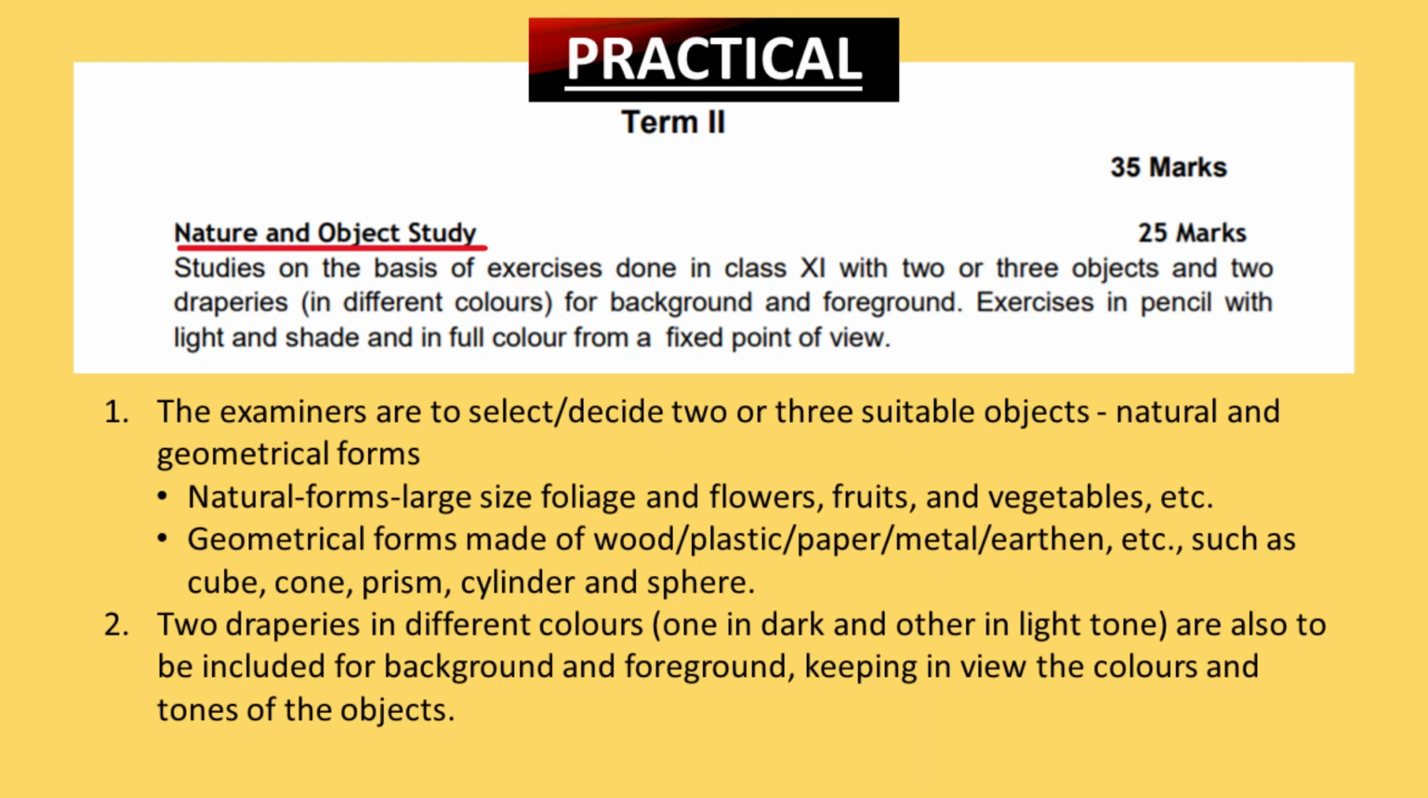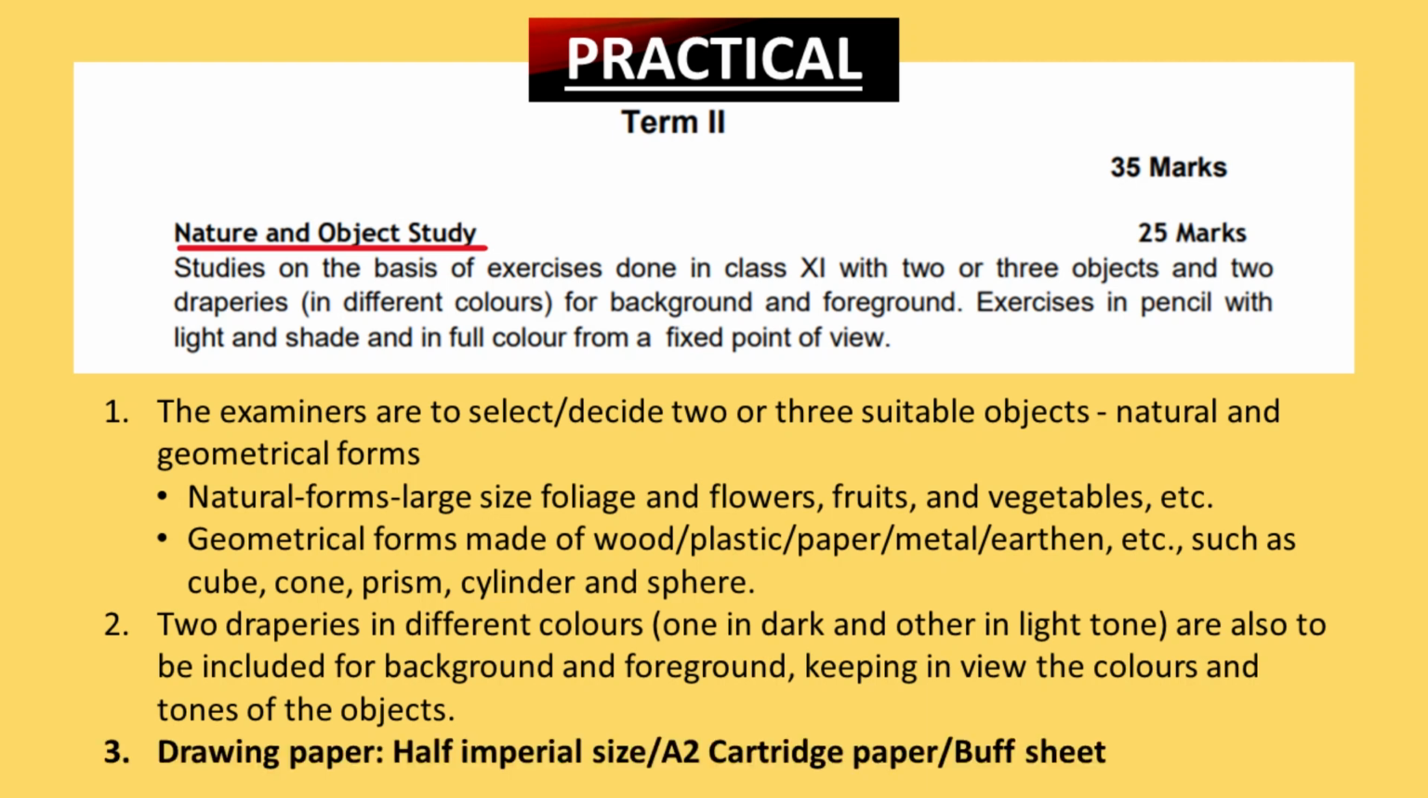And all this you have to do on a drawing paper, which is a half imperial size, also called A2 cartridge paper or a buff sheet. And if you go to a small shop, you can ask for a mota chart paper, in which if you feel the paper, one side is rough, one side is plain. So on the rough side, you have to do all your drawing and coloring.